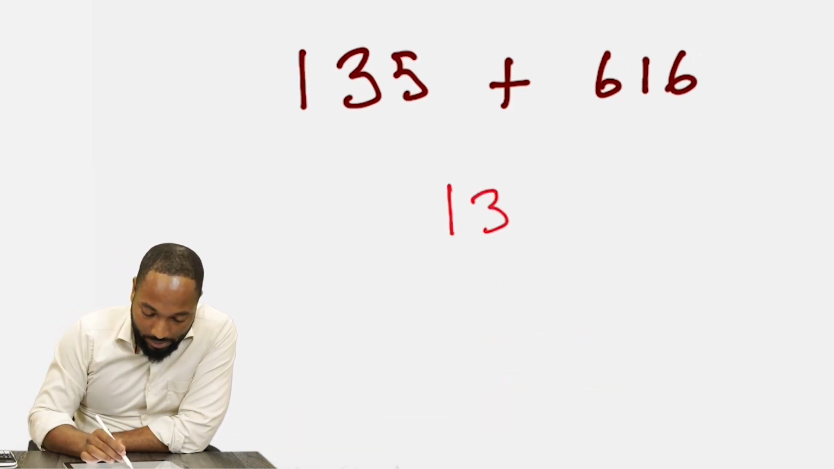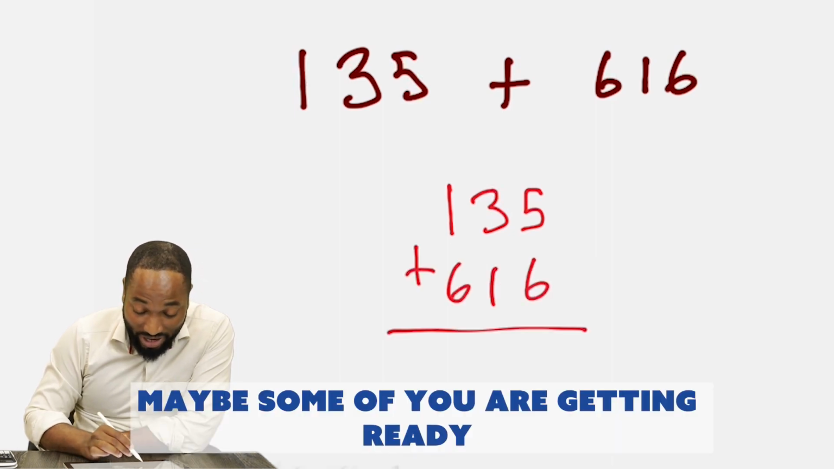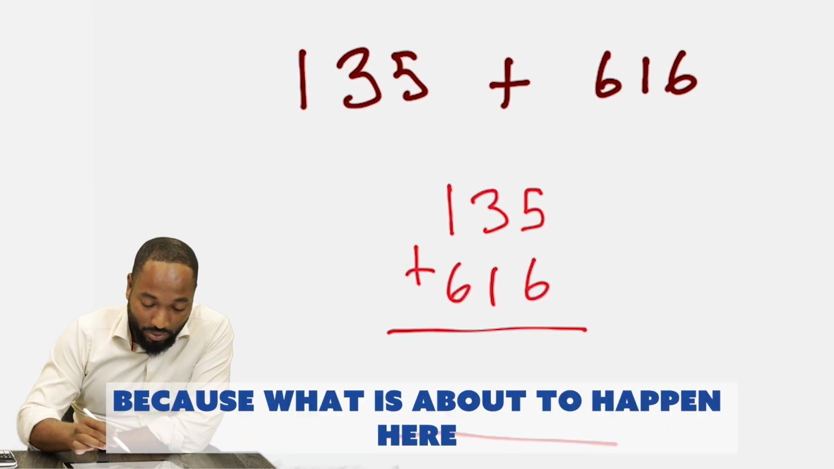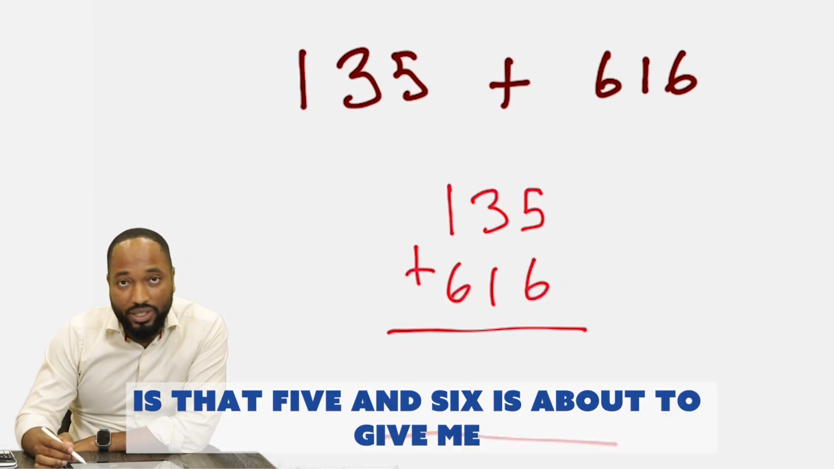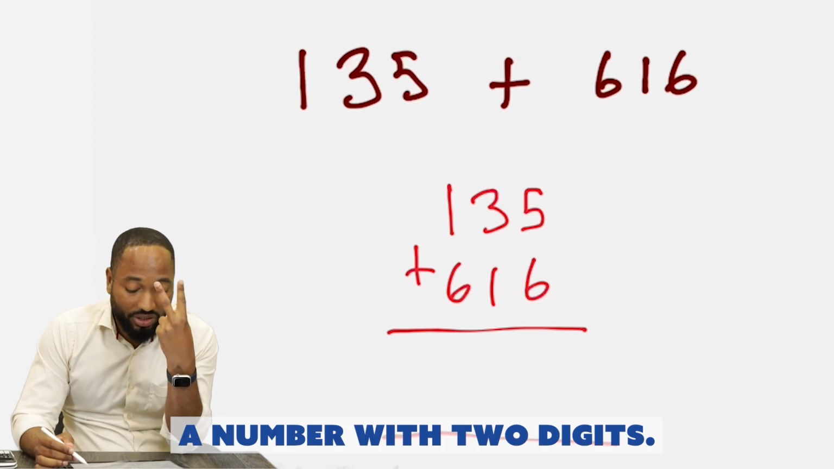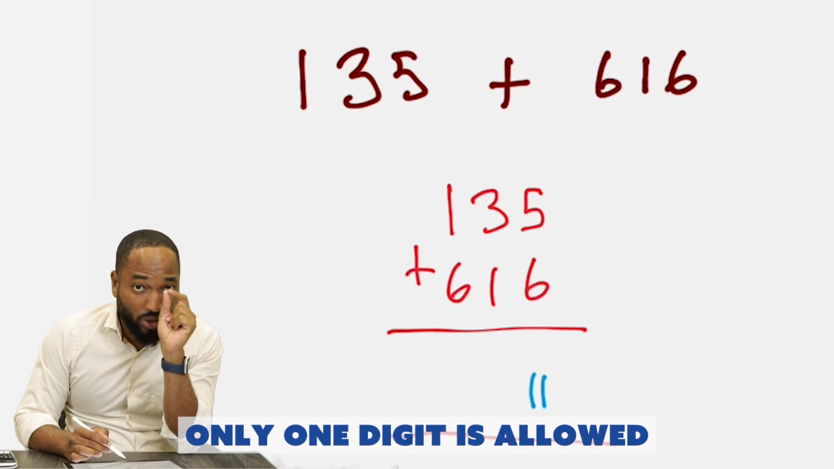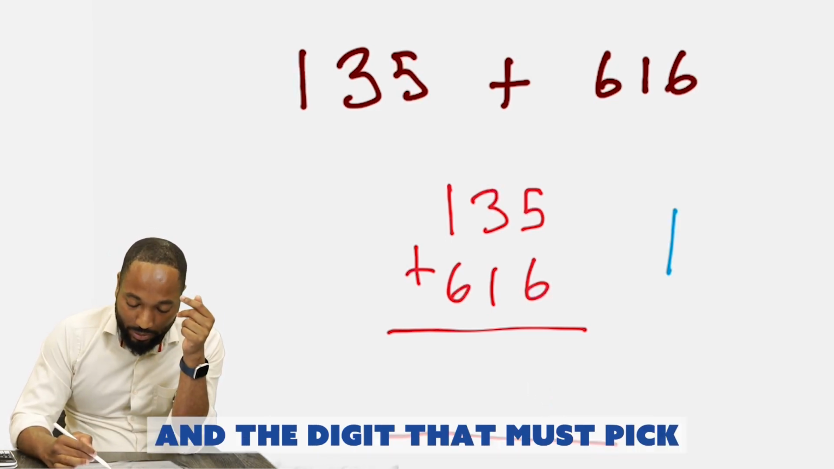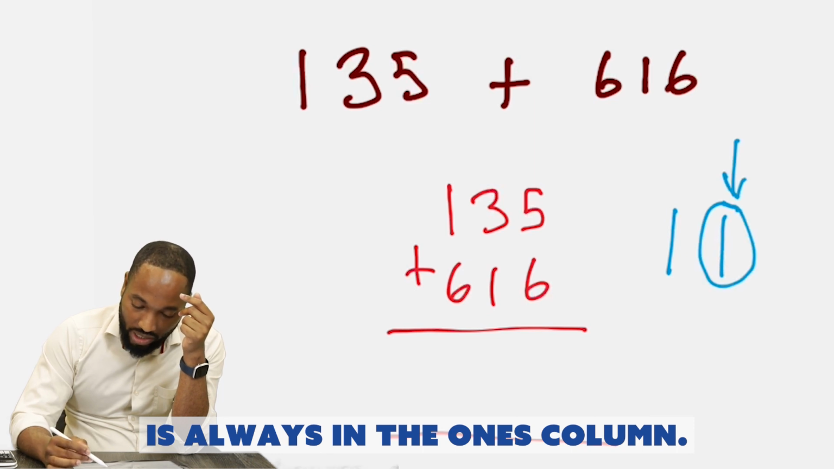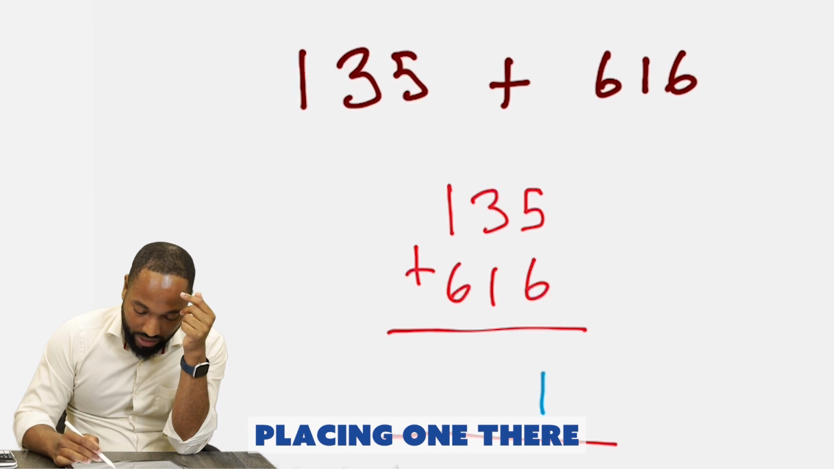135 plus 616. Maybe some of y'all were getting ready for questions like this, because what is about to happen here is that 5 and 6 is about to give me a number with 2 digits. 5 and 6 is 11. So I can't put 11 there. Remember, only one digit is allowed per place value. And the digit that we must pick is always in the ones column. So there we go, placing 1 there.